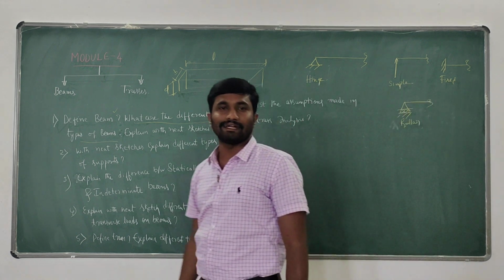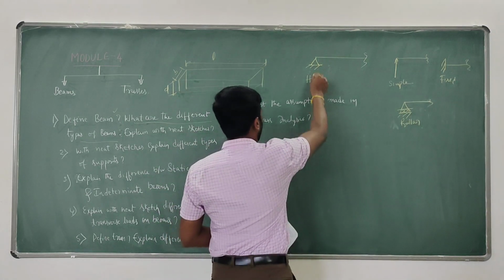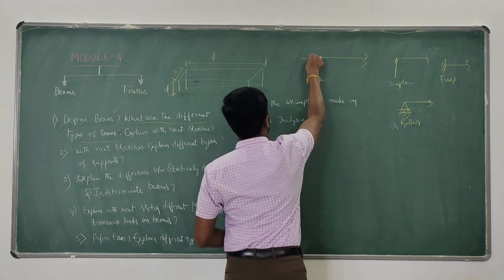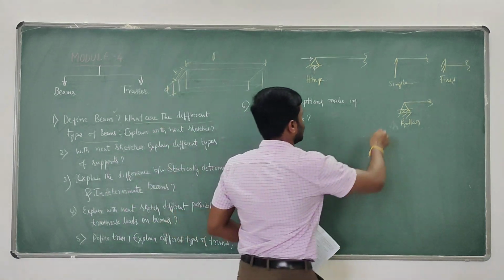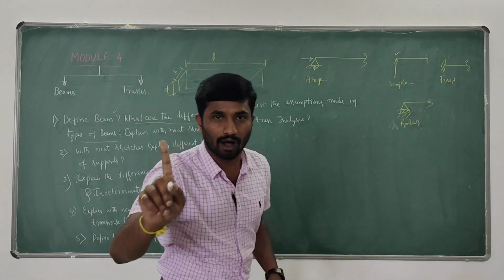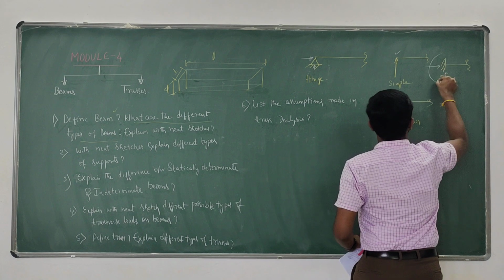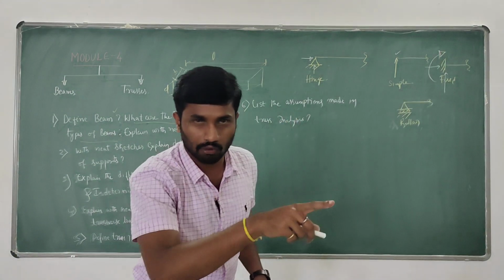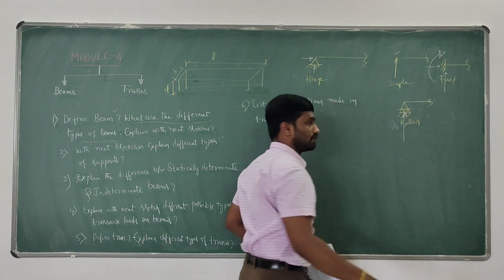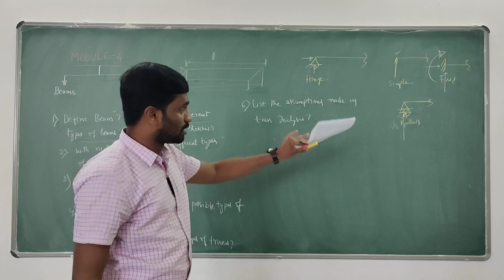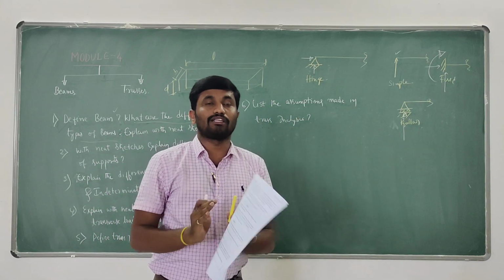What are the different kinds of supports? A hinge has two reactions, purely vertical and horizontal. A simple support comprises only one vertical reaction. A fixed support has three reactions: one vertical, one horizontal, and one rotation. And a roller also has only one vertical reaction. So depending on this, we can classify the beam.